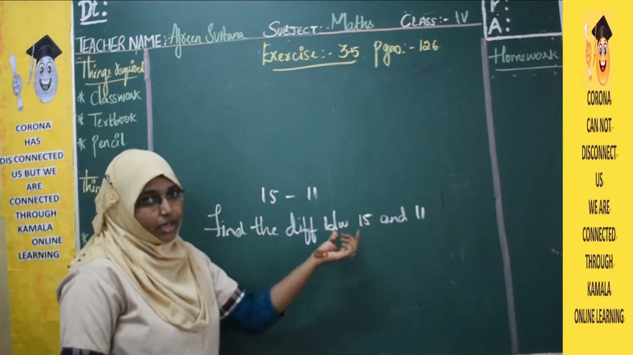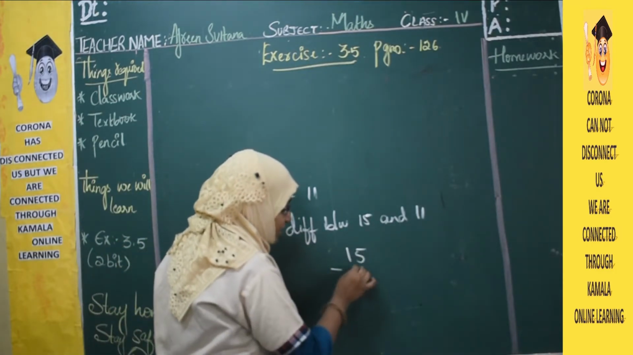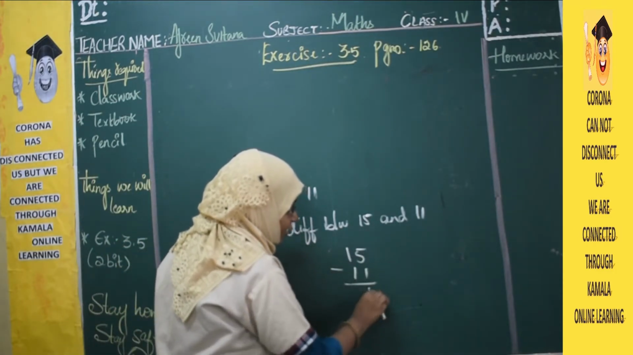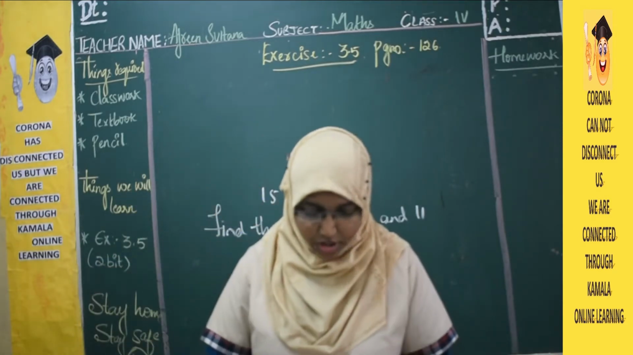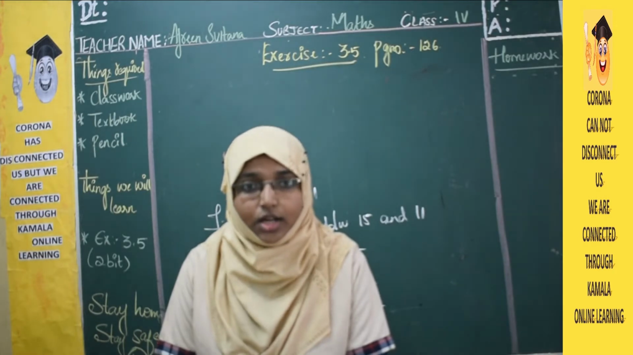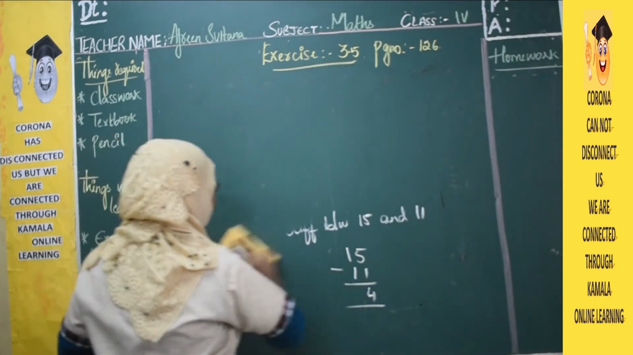If you see which is the bigger number, 15. So first you write 15 in the column, and then you subtract, and you get the result as 4. So let us start. Please open your classwork and copy down question number 2, second bit. Okay?